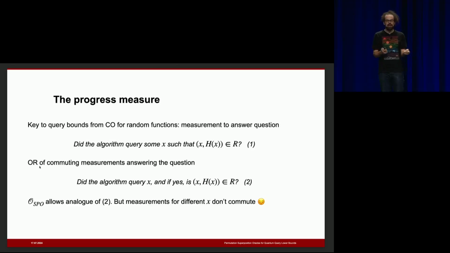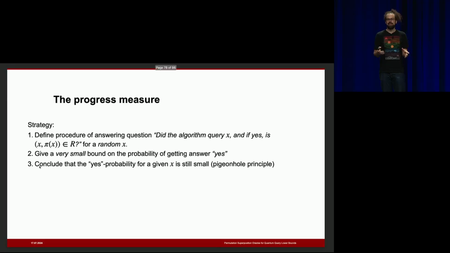So instead of trying to answer this existential question, we basically resort to a random check. We define a procedure of answering the question, did the algorithm query x? And if yes, is x and pi of x in the relation R for a random x? Then we give a very small bound for the probability that the answer is yes. Because that bound is very small, we can use the idea of the pigeonhole principle to say that for any given x, the answer will still be yes with only small probability.